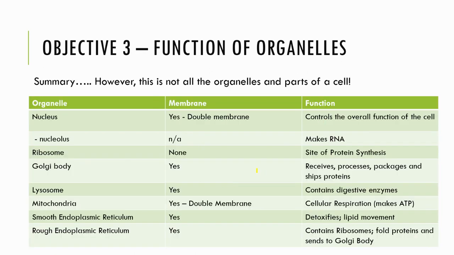And so there's just a general overall summary. Now there are definitely more parts in a cell. There are things like vacuoles and cytoskeleton, but these are the ones that you need to know, probably the most important ones. And that is going to wrap up Objective 3.